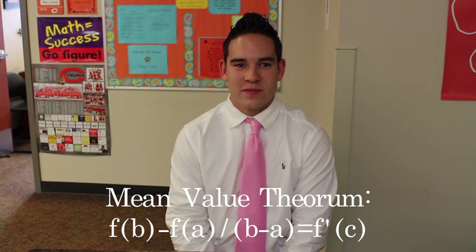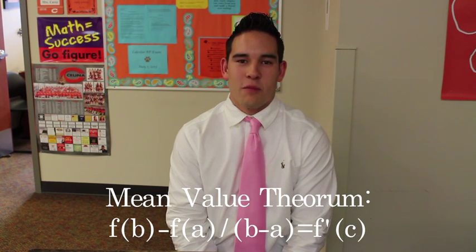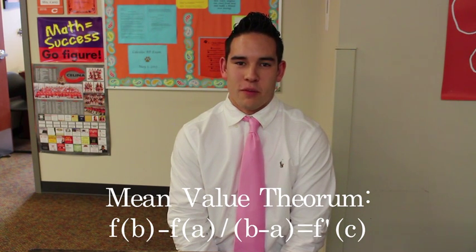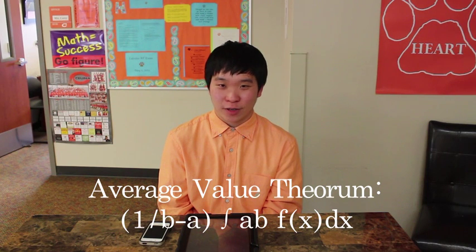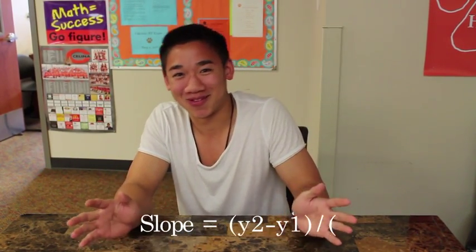Will you tell us what the mean value theorem is? F prime of c is equal to f of b minus f of a over b minus a. Everything that I learned in AP Calculus would be average value theorem. It is 1 over b minus a of the integral from a to b of f of x dx. It is like y2 minus y1 over x2 minus x1, and it is like the slope. And I've learned that my whole life. Now I know it.